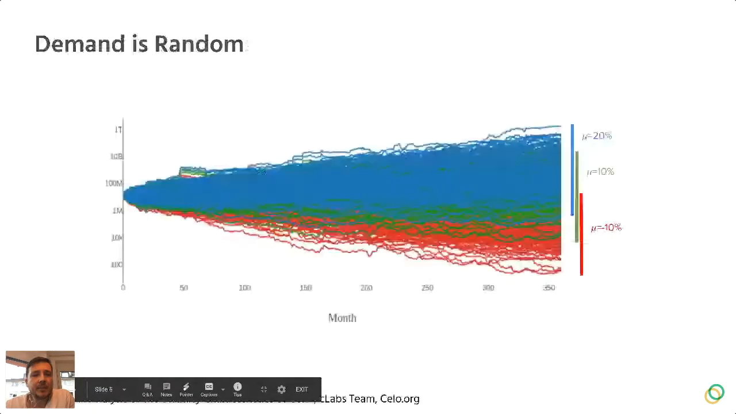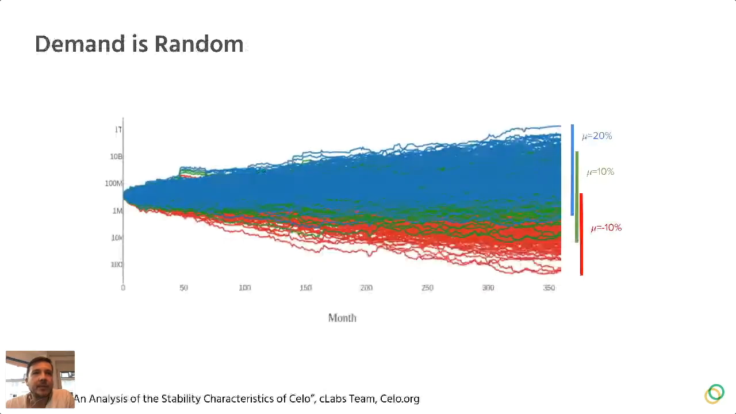And this is also something we already talked about, and this is again a chart from a paper called an analysis of the stability characteristics of Celo. This paper you can find on the celo.org homepage, and in this paper we also write that it is very hard to forecast demand at a future point in time. So again, tomorrow, in 1 month, in 1 year, in 30 years, we actually don't know what demand for stablecoin is, and therefore we have to assume that this demand is random.